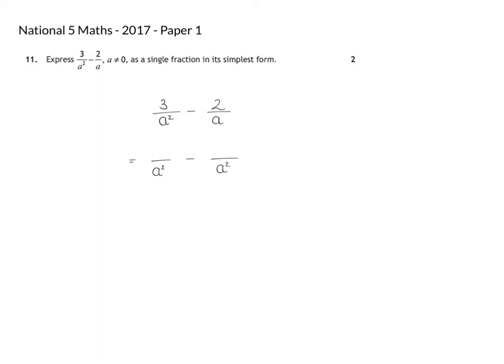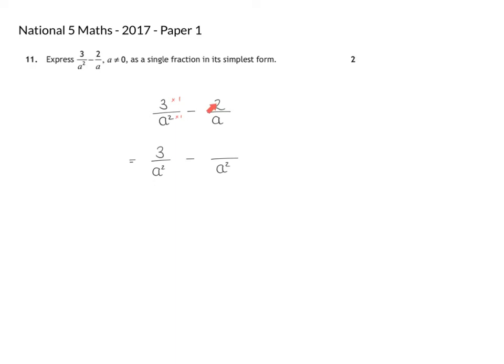You can make it a cubed, but then we're getting a's everywhere that would cancel out, because we're always looking for our lowest common denominator. So our first fraction, to go from a squared to a squared, I haven't done anything, I've just times by 1. So whatever I do to the top of my fraction, I have to do to the bottom of my fraction as well. So there, the top just stays as a 3.